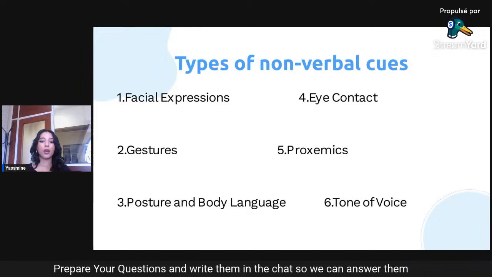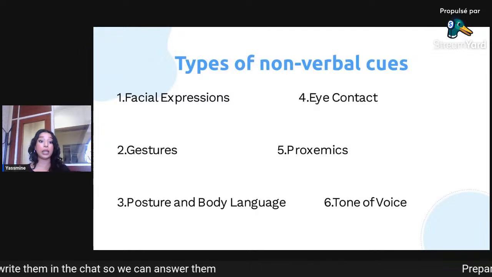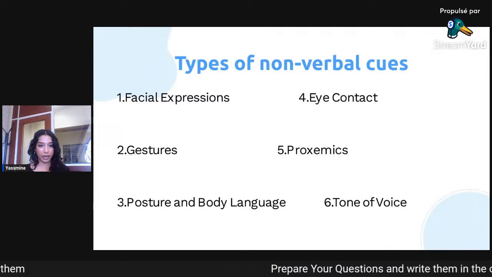And then finally, we have tone of voice. So besides spoken words, the way we speak, including pitch, volume, and speed, carries a lot of meaning.